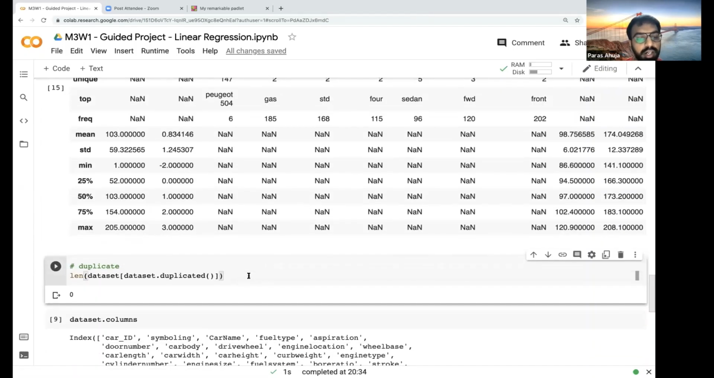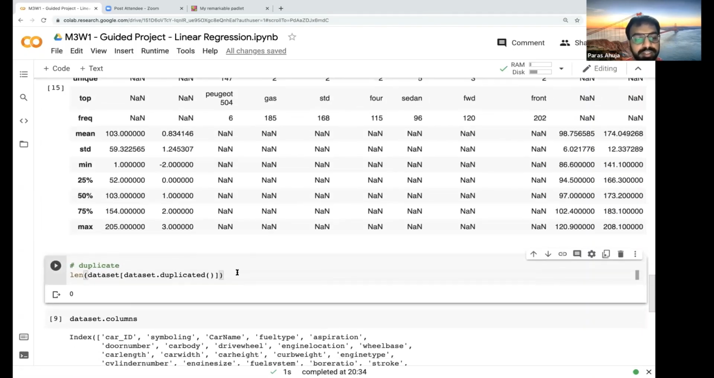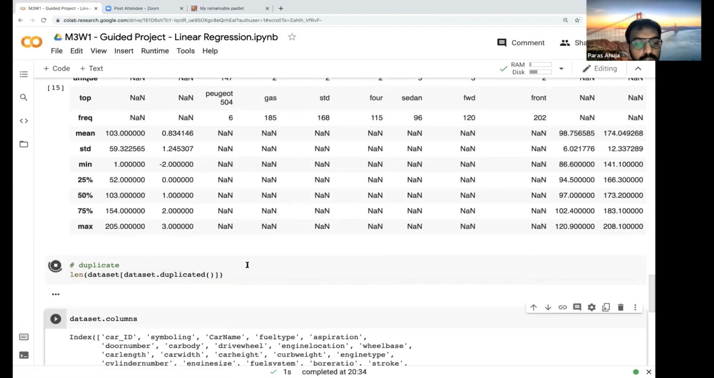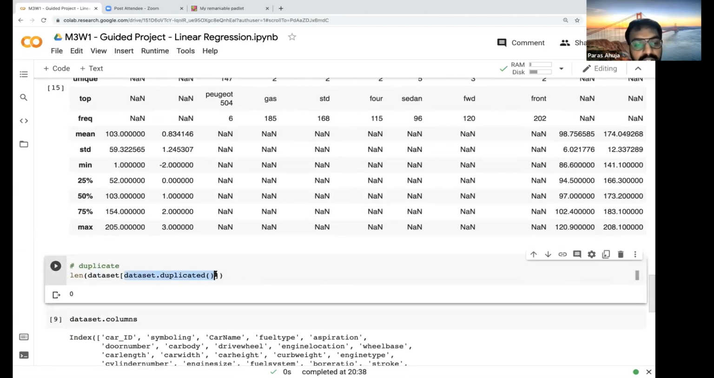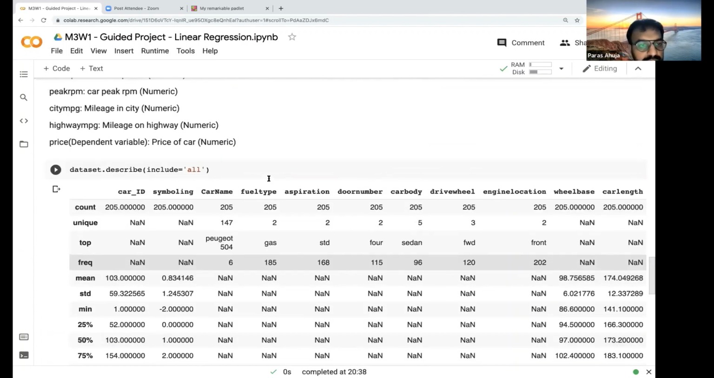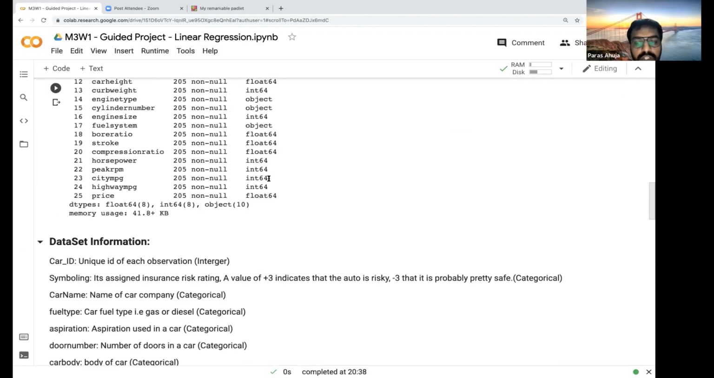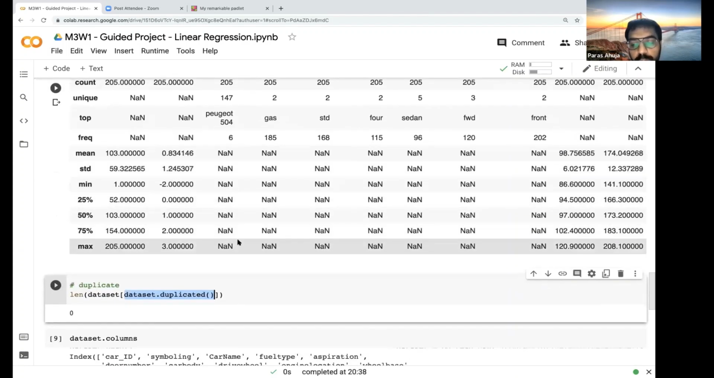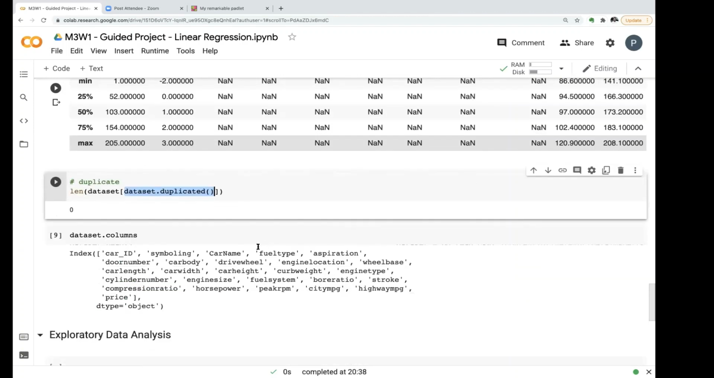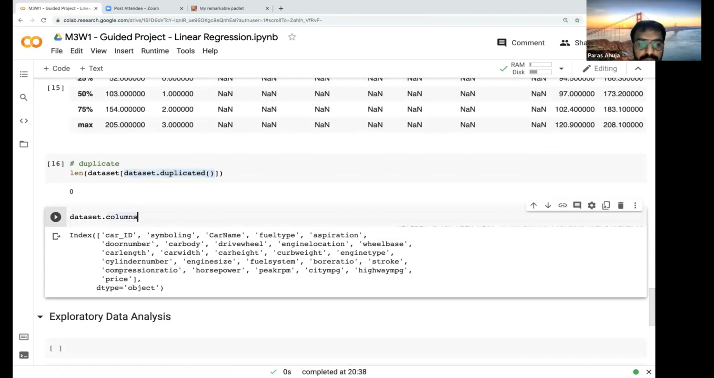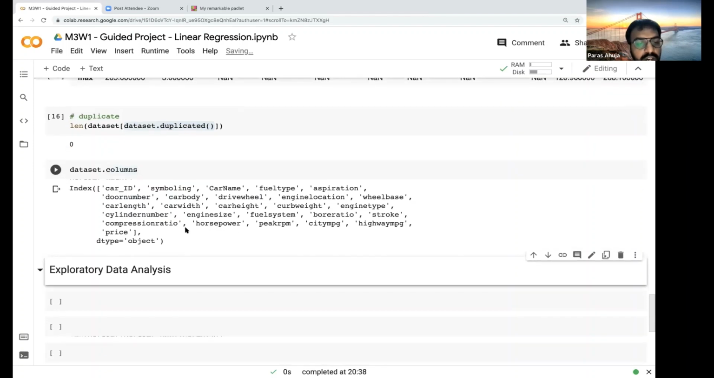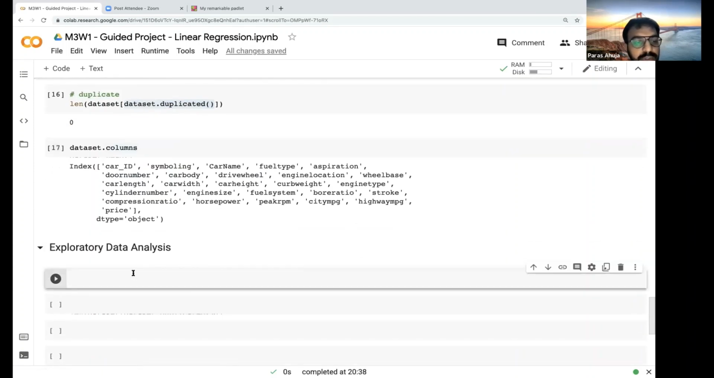Now the next thing to understand is if there are any duplications in our data. If you run this, there are no duplications. What does it mean? Out of all the 205 rows, there are no duplications. Every row is unique, right? Next, the different columns you can access like this. Now next is exploratory data analysis.